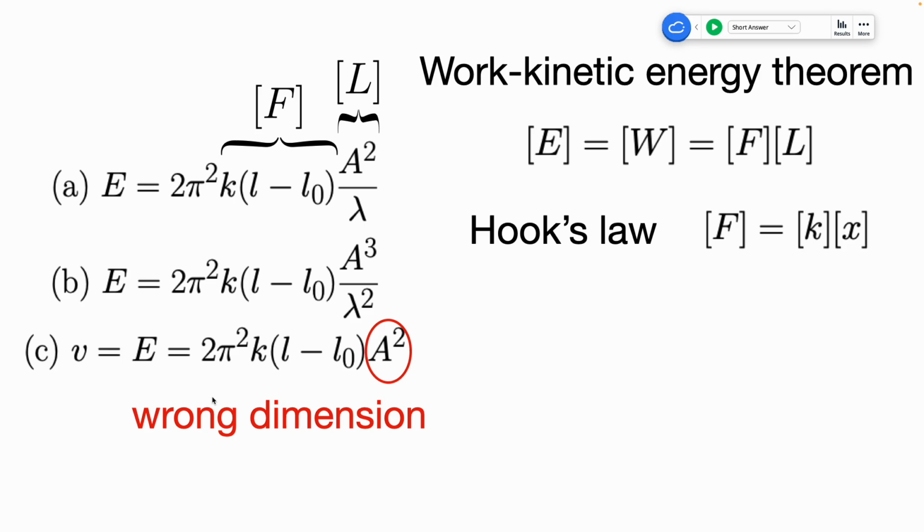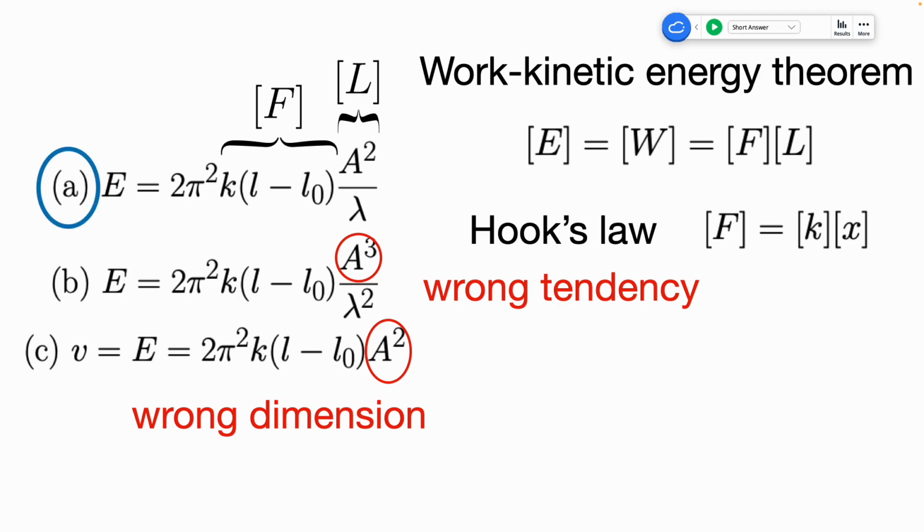Now, we have two other options, but we just learned that the energy should grow as amplitude squared. If you put amplitude cubed, it means that if you plug in a negative number, you get negative energy. That's not possible. So the correct answer is this one. Any question?